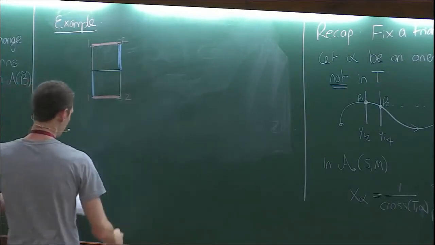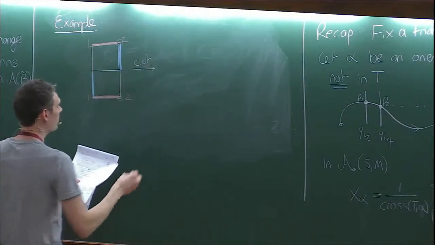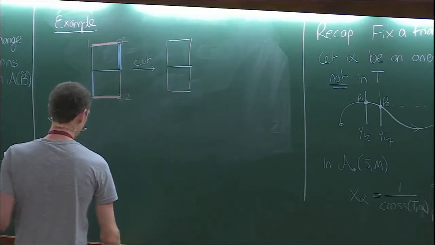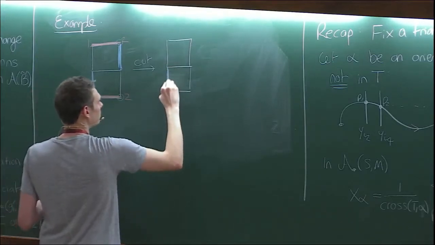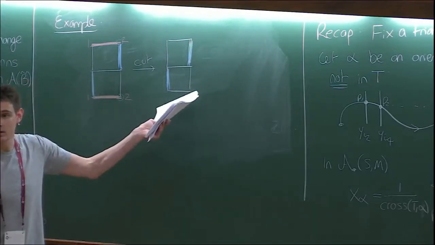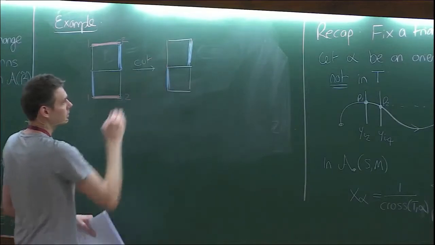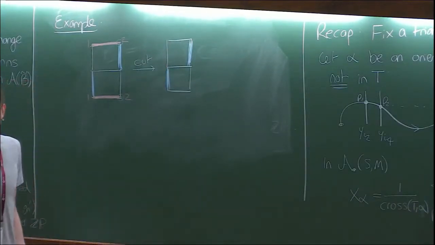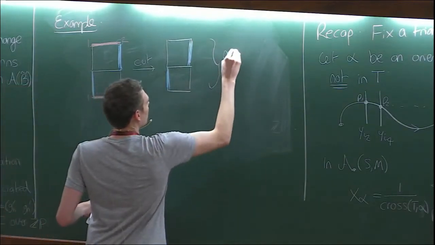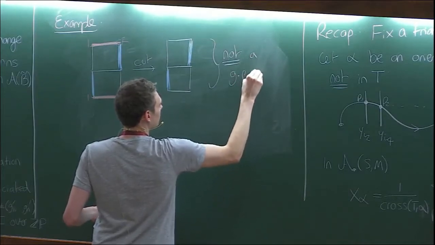But when we cut along the red arc, we are left with this matching, and this cannot be extended into a perfect matching, right? Because we need to cover this vertex and this vertex, and there's no edge between them. So this is not a good perfect matching.